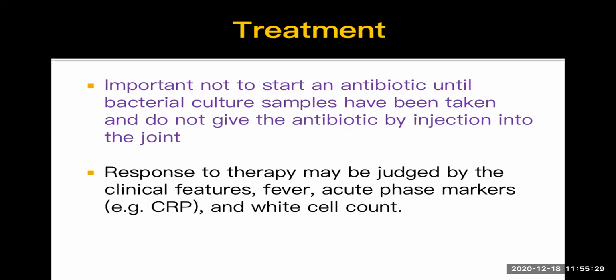Okay, remember that. Response to therapy may be judged by the clinical features, fever, and acute phase reactant markers like CRP and ESR and white cell count. Already talked about. Clinical features should disappear. Fever should come down, or also disappear. The acute phase reactants should come back to normal, and white blood cell count should also normalize. Then I can switch that antibiotic to the oral one and discharge the patient, or according to the situation, I can discontinue the antibiotic also.